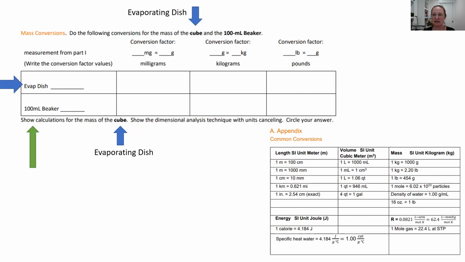As you use some of these commonly, you might not have to look them up every single time. Like there's 1,000 milligrams in a gram and 1,000 grams in a kilogram. And then you'll want to show your work. Cancel out units by just crossing out the units, circle your final answer, and just follow the directions on the worksheet. Okay, so that's basically the experiment.